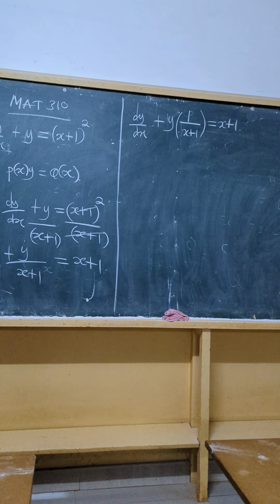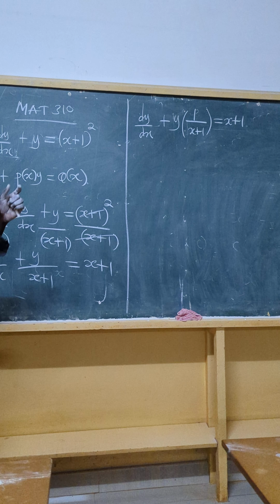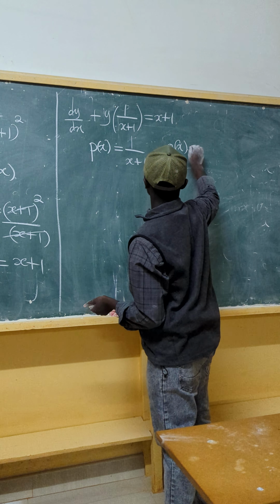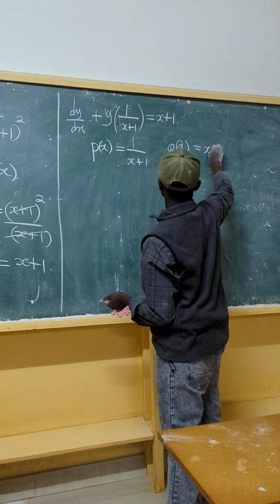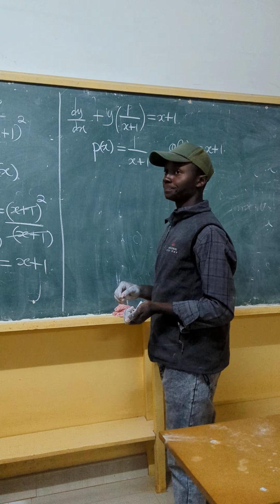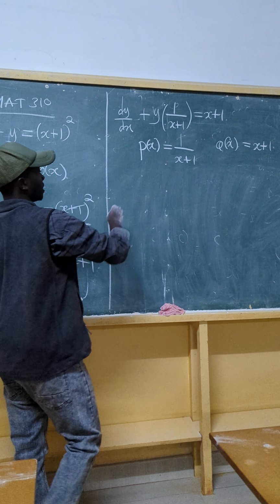So now, as you can see, what we have done there is in the form of the first order differential equation. Now we need to identify what is our p of x. So our p of x is 1 over x plus 1. Then our q of x equals x plus 1. So we need to find the integrating factor.